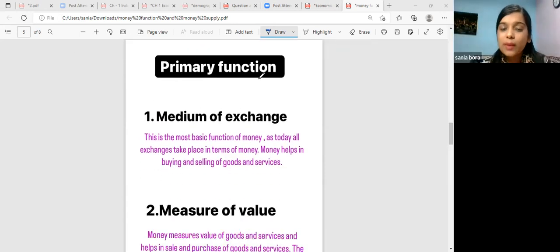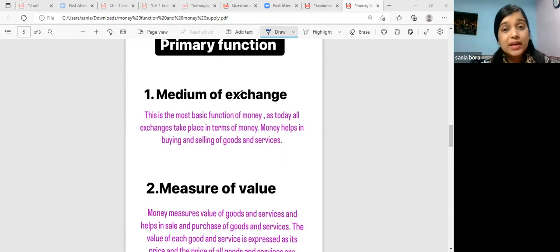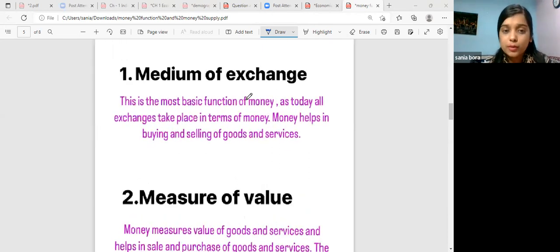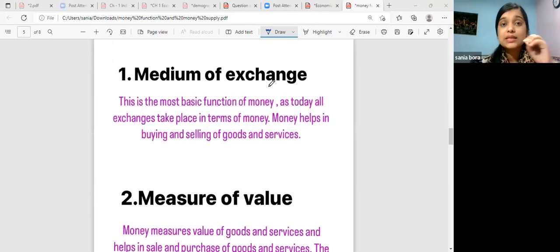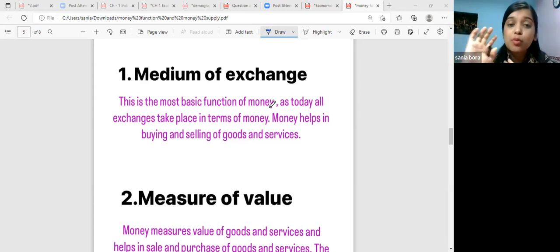So ma'am, what are primary functions? First, medium of exchange, this is the first function, right? So ma'am, how are you going to remember it? Medium of exchange, see, this is the most basic function of money. There are four functions of money, two primary, two secondary. But medium of exchange is the most basic function. Basic function means the most important and the first function.